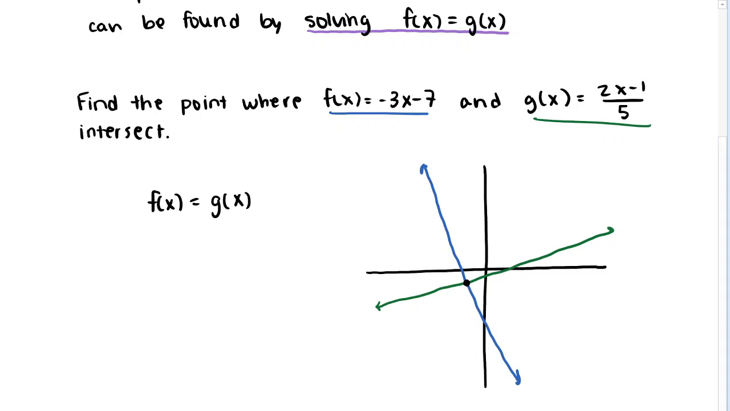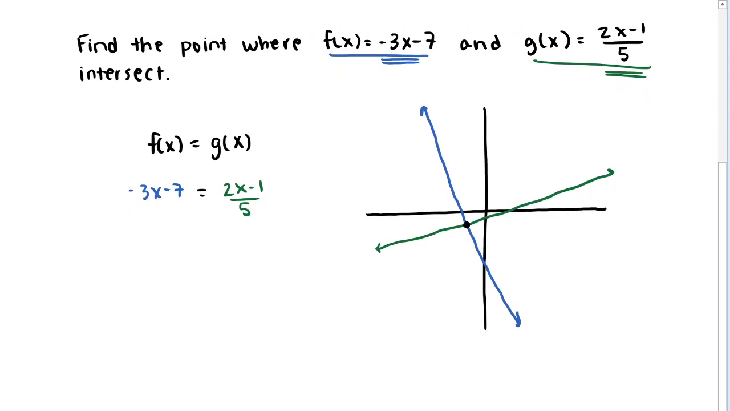In other words, right here, this -3x minus 7, that's the output of our f function. And this 2x minus 1 all over 5, that's the output of our g of x function. We're asking what value of x makes these two outputs the same. And so if we solve this equation, we'll find exactly that value of x. We'll find the x-coordinate of this point.